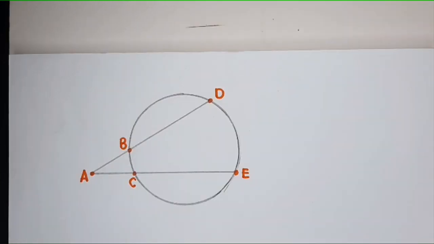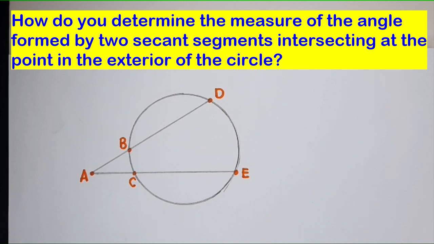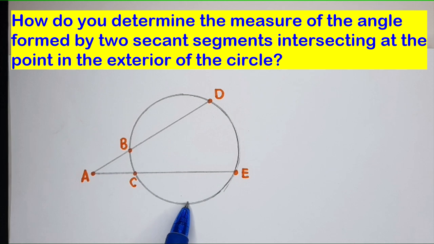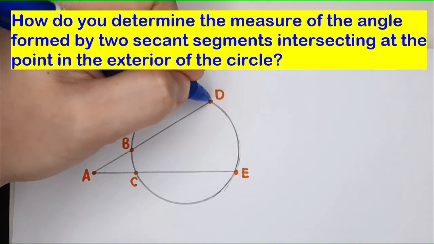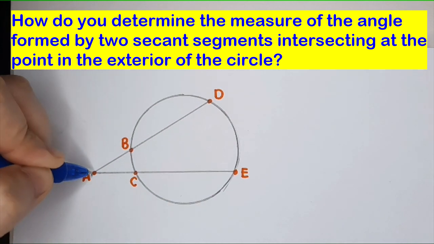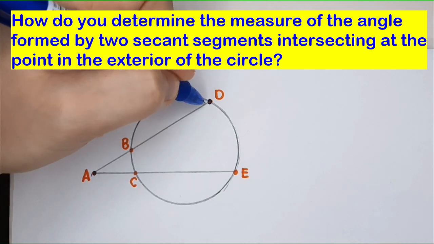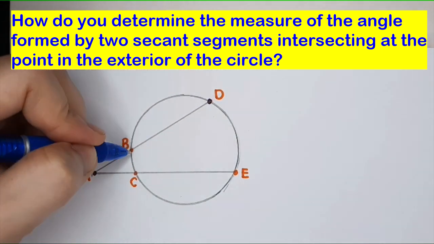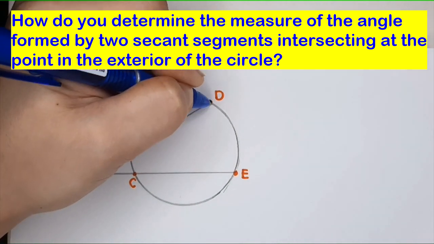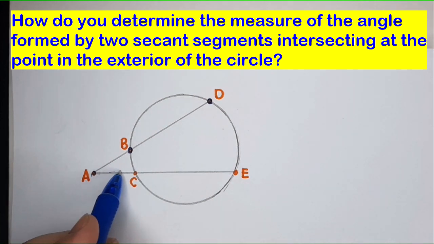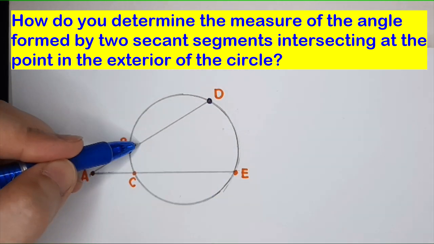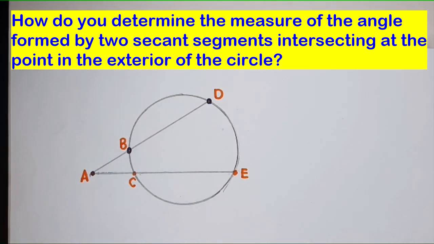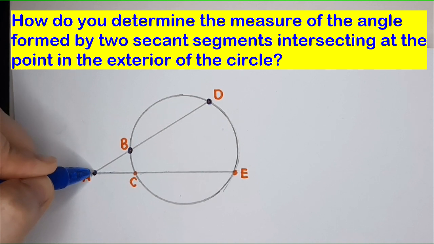So, this is the last question. How do you determine the measure of the angle formed by two secant segments intersecting at a point in the exterior of the circle? Before you answer, you should be able to draw it. One of the possible pictures: you have two secant segments, meaning they have endpoints. Each is a secant because it touches the circle at exactly 2 points. This is the other secant segment, and these two secant segments intersect at a point in the exterior of the circle.